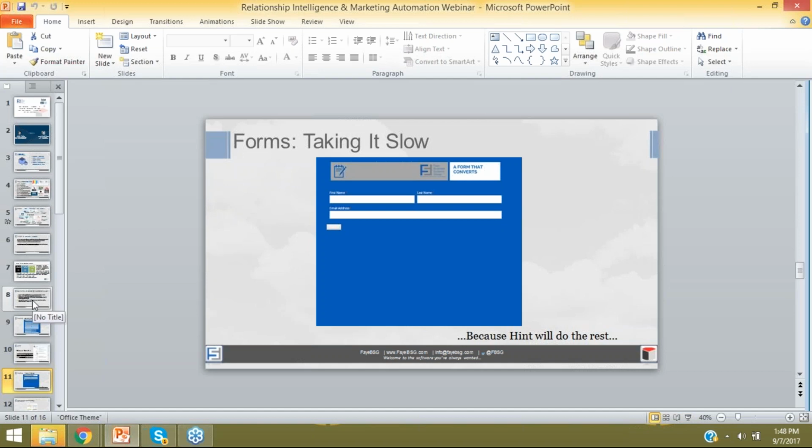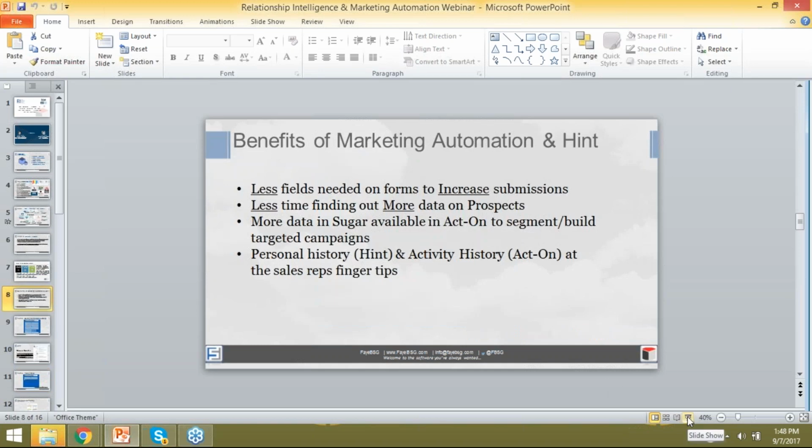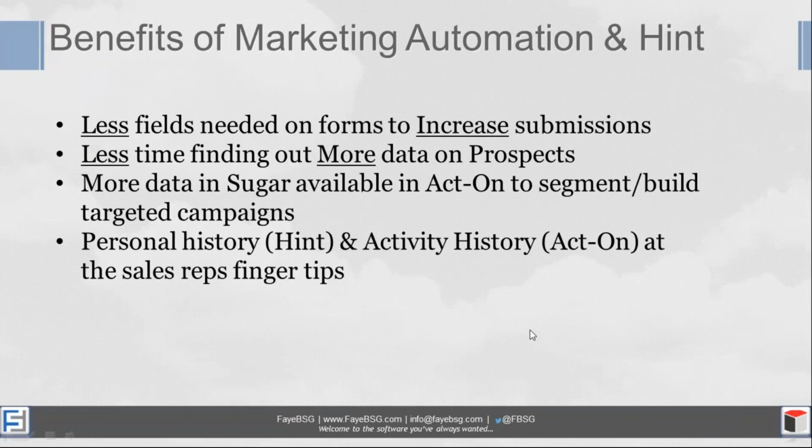I'll go back here to our benefits slide. As I talked through there for a second, the benefit of Hint is you're spending less time finding out more data about your prospects. It probably would have taken me 20 minutes or so to go out to LinkedIn and learn more about that contact and then put it back into the CRM. But with Hint, as you can see, it took me 1 minute to populate all that data and learn more about my prospect before I give them a call.